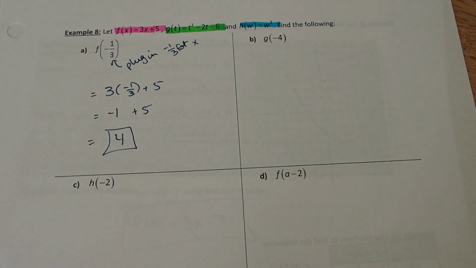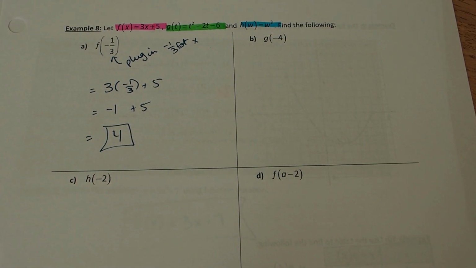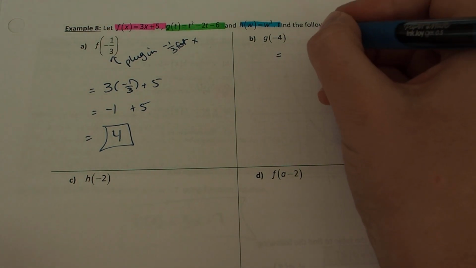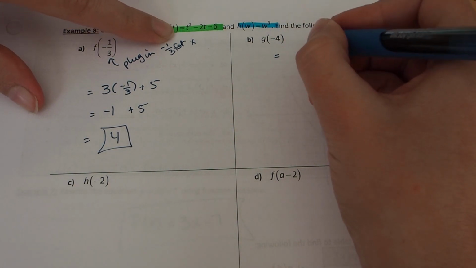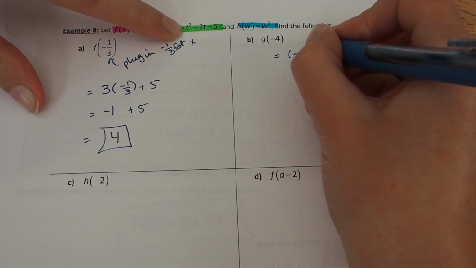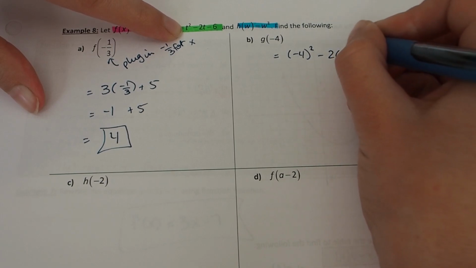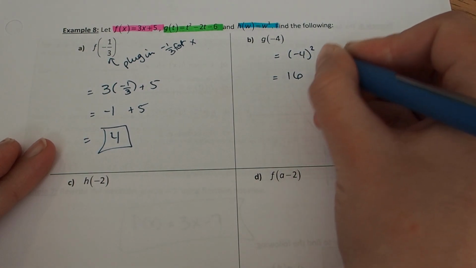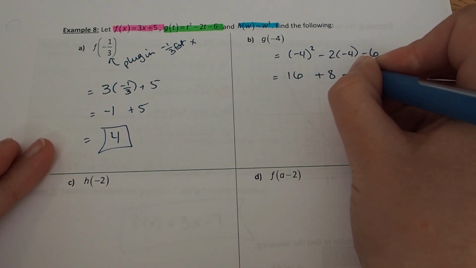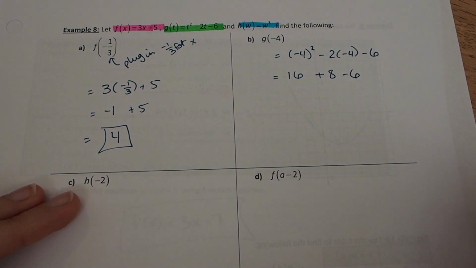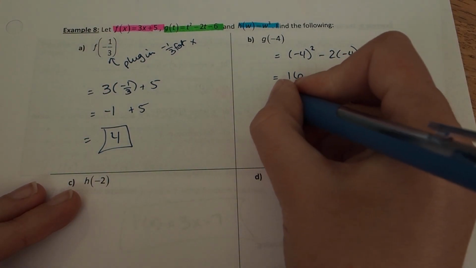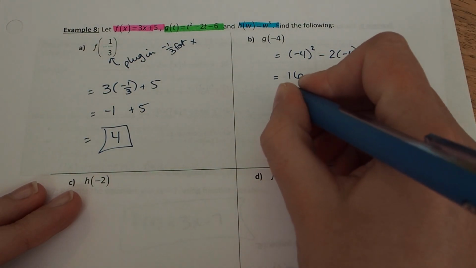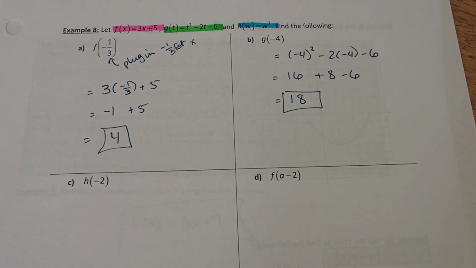Okay. Same thing for part B. We're going to replace the independent variable in g with -4. So g of -4 is, okay, the independent variable t gets replaced with -4. So that's -4 squared minus 2 times -4 minus 6. -4 squared is 16. 2 negatives right there are going to make that plus 8 minus 6. So that's going to be, looks like 18. 16 plus 8 is 24, minus 6 is 18.